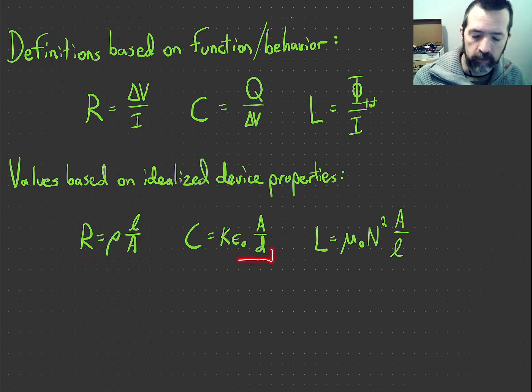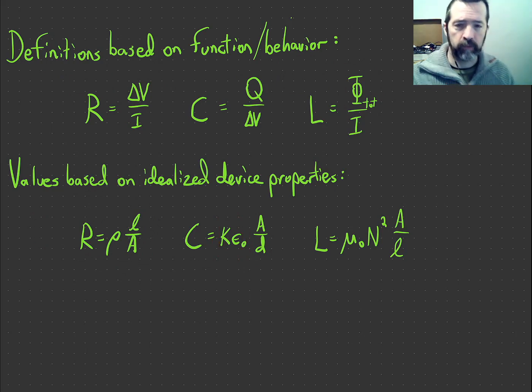For capacitors, we have this similar formula. There's a material property part where you need to know the dielectric constant K. And that's for whatever stuff you put between the plates. And then there's physical measurements. What's the area of the plates? How far apart are they?